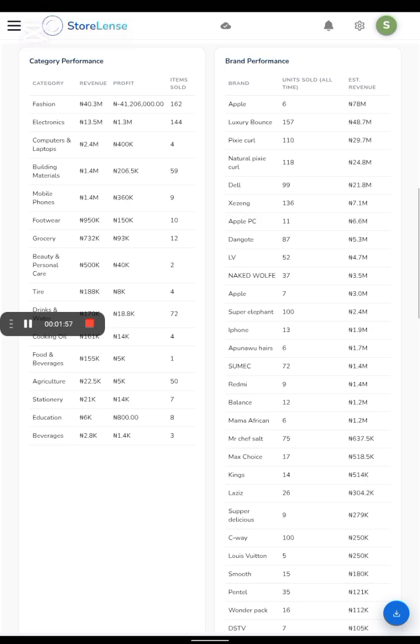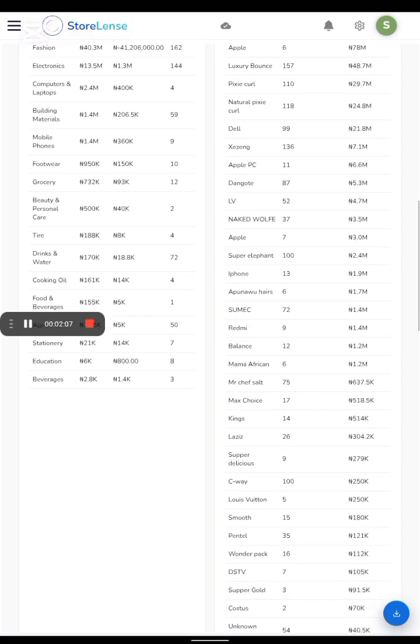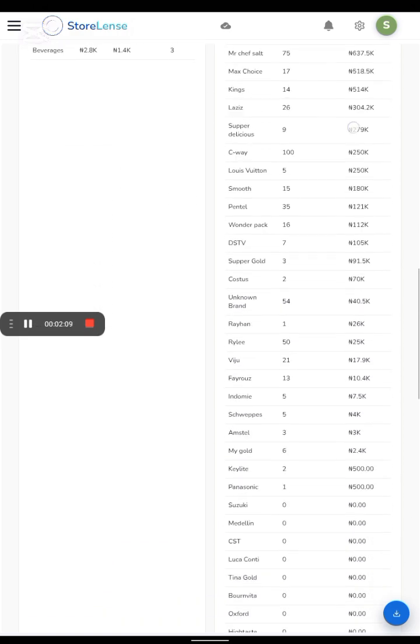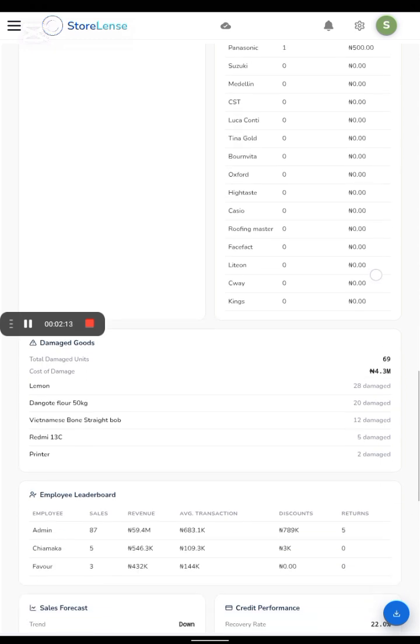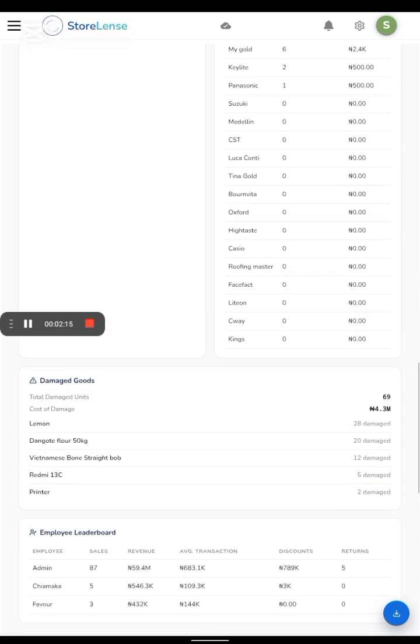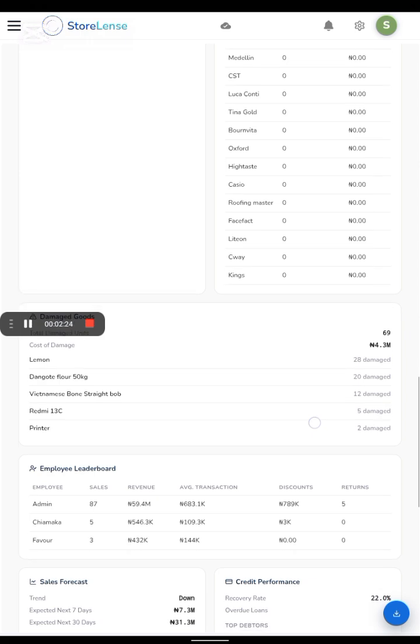Again, the brand performance, the brands that are performing the most, you can see it is arranged in the order of the highest generated revenue. So that is what you are seeing here: 78, Apple 78, Luxury Bounce 48. So listed down the list. Again, you will see the damaged goods, the products that are damaged, the cost of the damage, the total units of the damage, and whatnot.